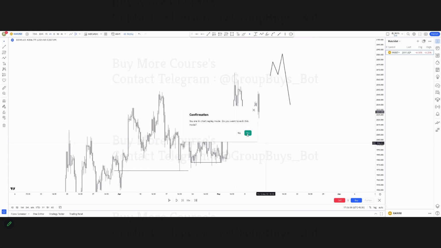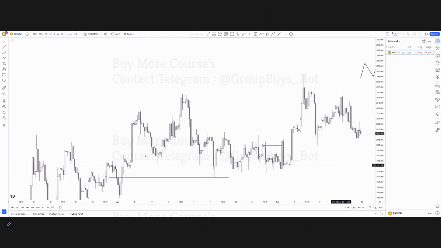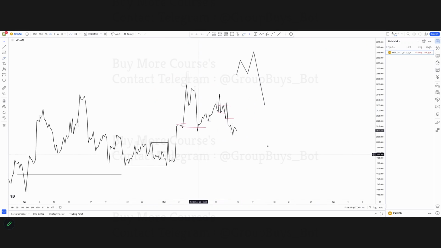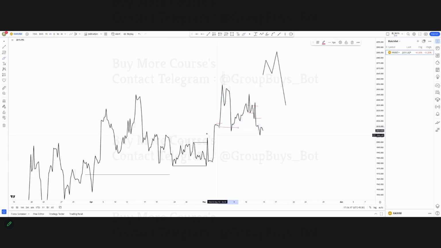How? Let me take off this one. You see here, sweep, sweep, sweep, sweep, and again sweep. 4 hour is creating many obstacles here. Yeah, it's creating obstacles, but still we are bullish. So I'm anticipating the price to go higher.